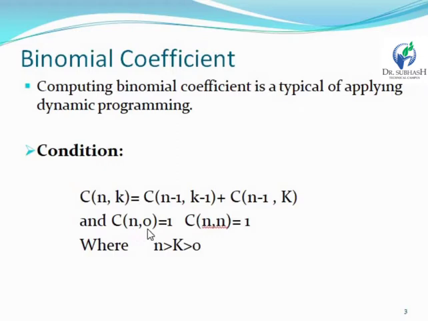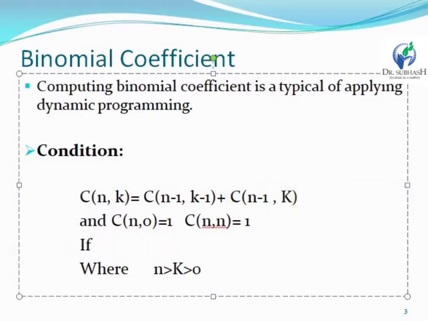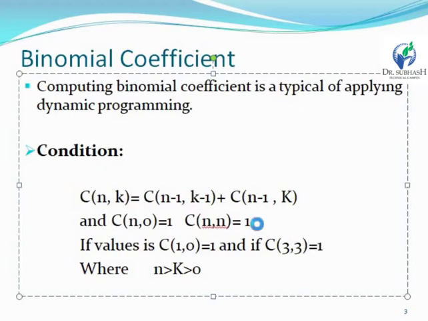What is C(n,0)? It means C(1,0), C(2,0), C(3,0), C(4,0): for all of these you can put the value 1. And C(n,n) means C(2,2), C(3,3), C(4,4), or C(1,1): for any number you can put 1. So this is the condition of the binomial coefficient.